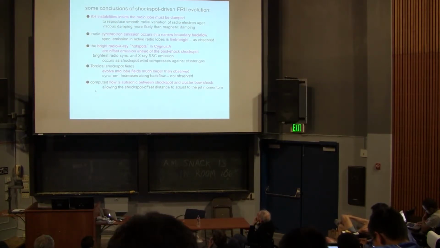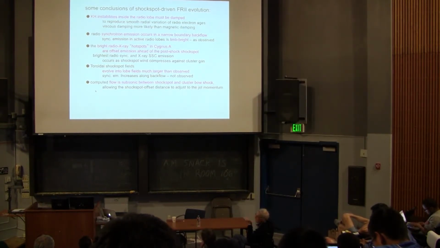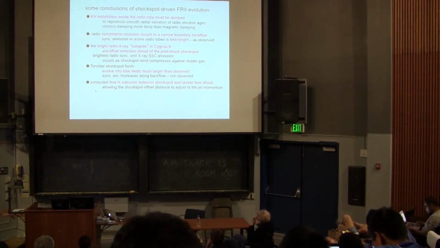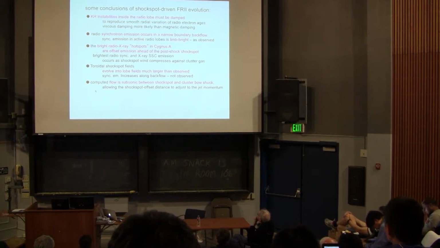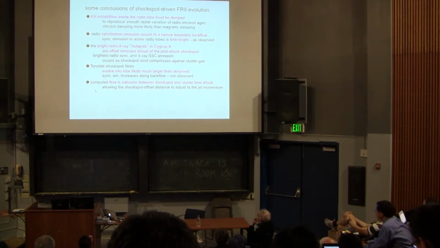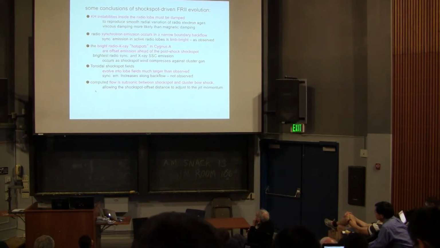So what we found is that Kelvin-Helmholtz instabilities must be damped. Yeah, use viscosity, we can talk about that if you want. Radio synchrotron emission occurs only along the boundary backflow, and so it's very strongly limb-brightened. The hotspots are offset emission ahead of the post-shock shock spot. Toroidal fields evolve into lobe fields that are much too large and have the unfortunate characteristic of increasing along the backflow, which doesn't fit with the observations.